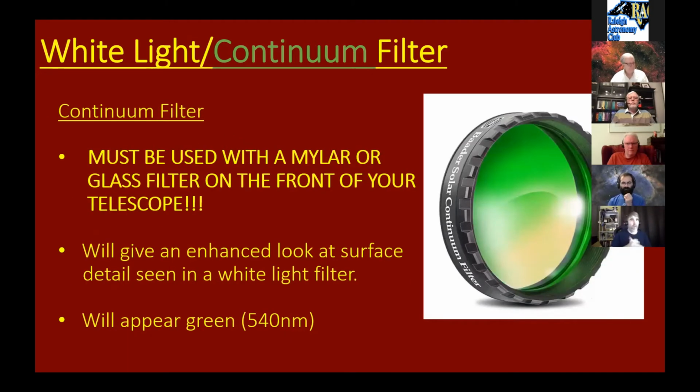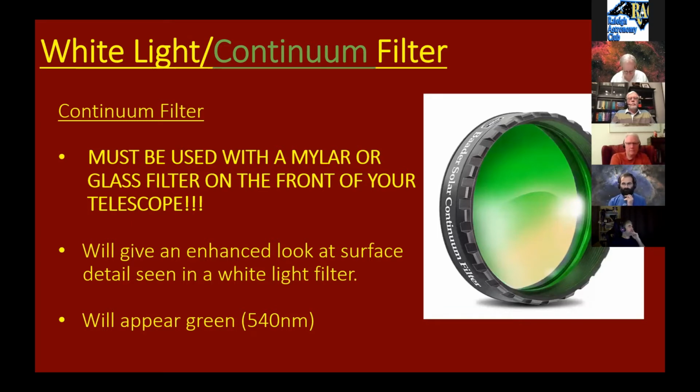So here's what the continuum filter looks like. As I said, it was green, and obviously you can't use this by itself. You can't just buy this as a solar continuum filter and say, this is all I need, and put it in your eyepiece and look through the telescope with it. Your eyeball is gone if you do that, and your camera is gone if you do that. So you need to have the Mylar filter that I talked about earlier, or a Herschel wedge blocking it.